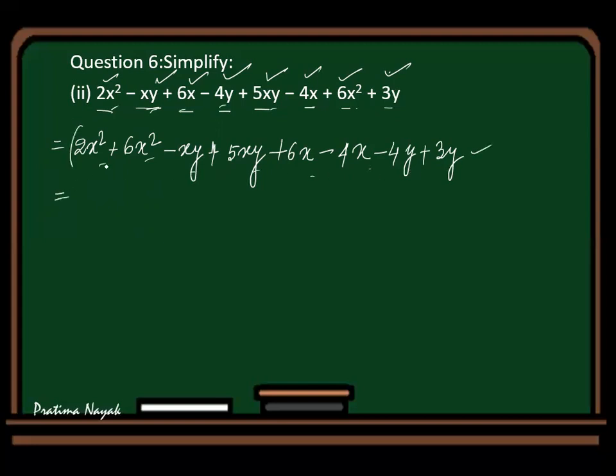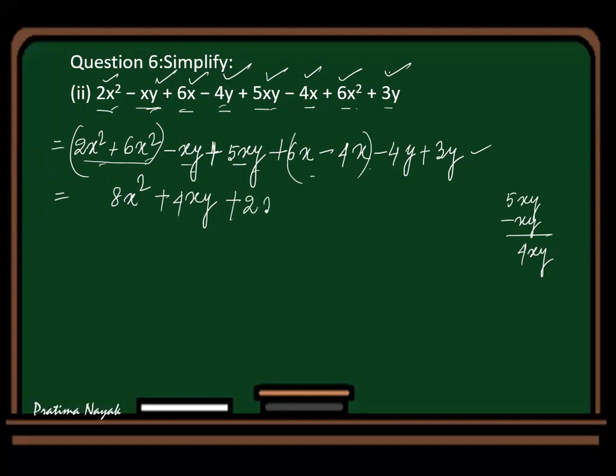Then group them. 2x square plus 6x square is 8x square. I'm not simplifying more. Next is your plus 5xy minus xy. So it is simple now. It will be 4xy. Next coming to 6x minus 4x. It will be 2x. Next is minus 4y plus 3y. It will be minus y. So this is the answer.